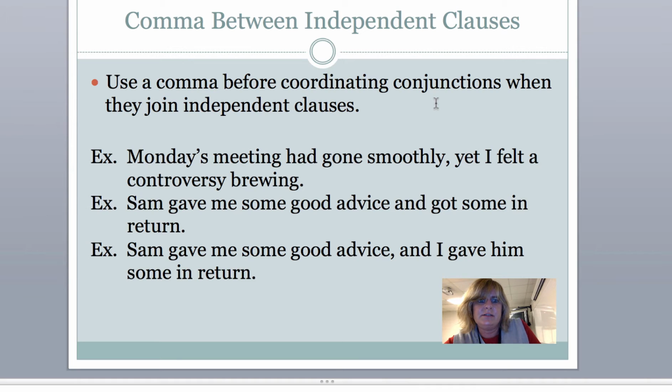Look at these examples down below. Monday's meeting had gone smoothly, yet I felt controversy brewing. We need a comma there because you have two independent sentences, and it's joined by the coordinating conjunction yet. Sam gave me some good advice, and I got some in return. No comma, because got some in return is not an independent clause. The next example, Sam gave some good advice, and I gave him some in return. Needs a comma because I gave is a subject and verb, and it is a complete thought. And you have two sentences, and you've got to join them together with a coordinating conjunction and a comma before the conjunction.